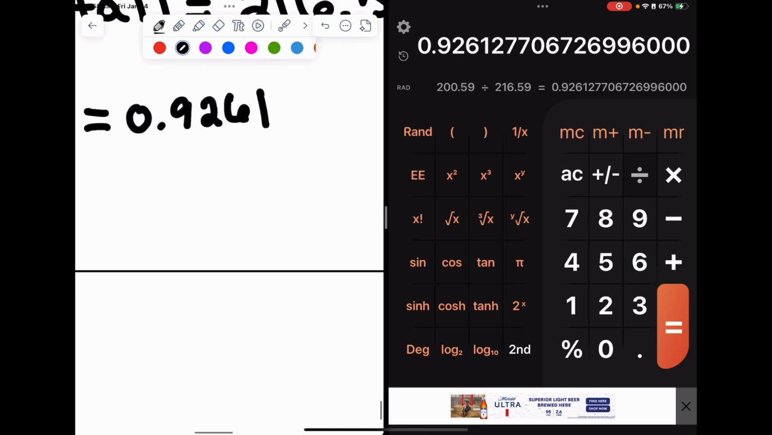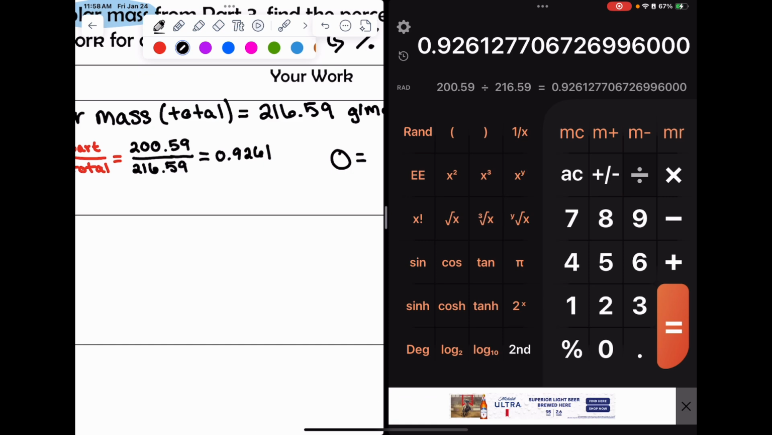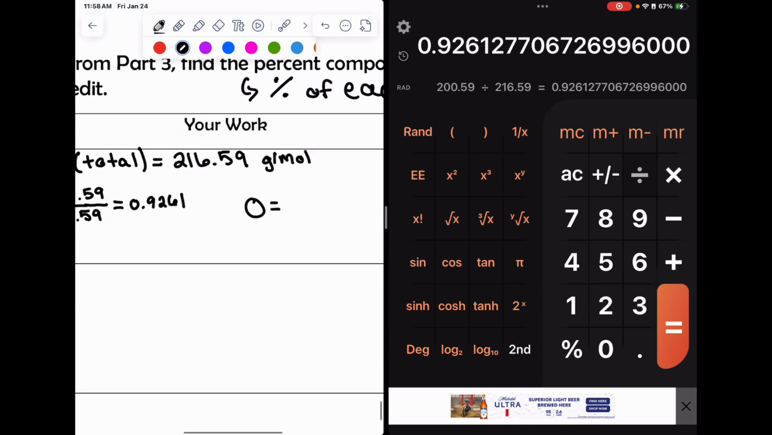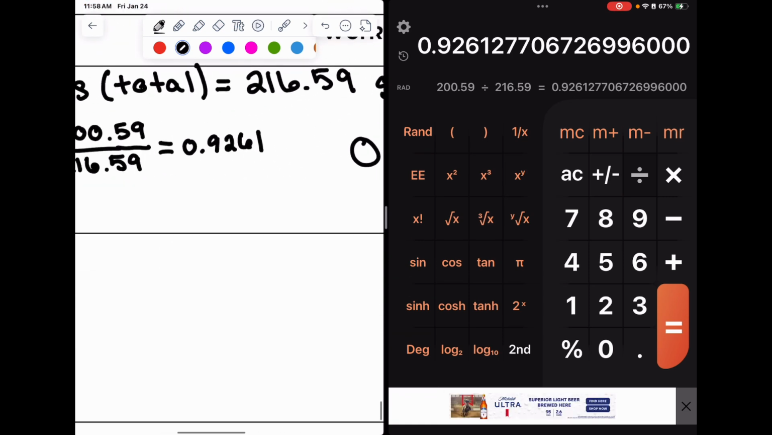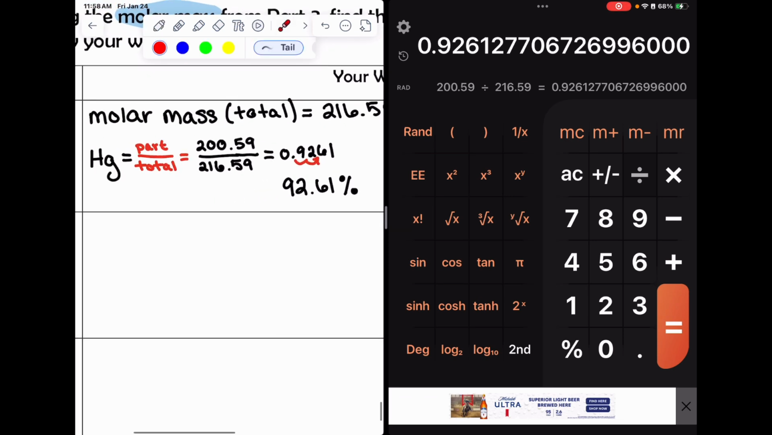0.9261. And if you were to change this into a percentage, because we are looking for percent composition, you would only have to move your decimal over twice in order to get a percentage. So this makes up a total of 92.61% of this entire compound. So Hg takes up a majority of the compound.